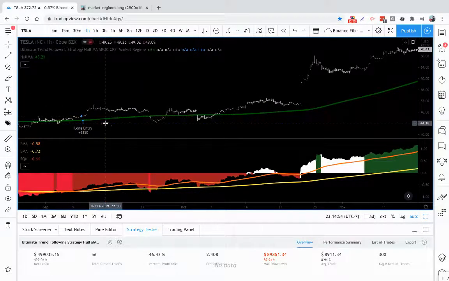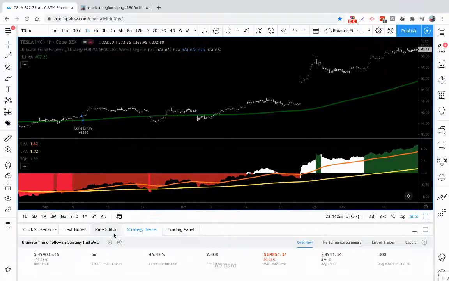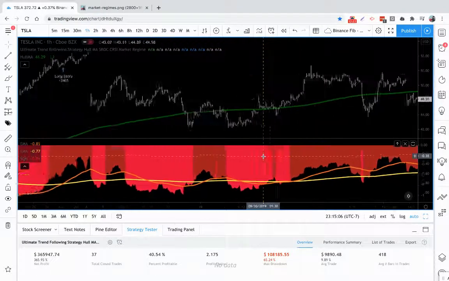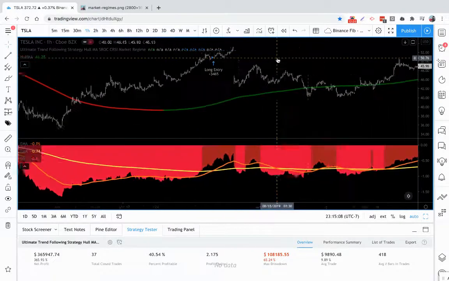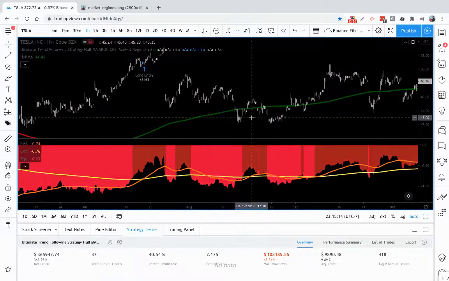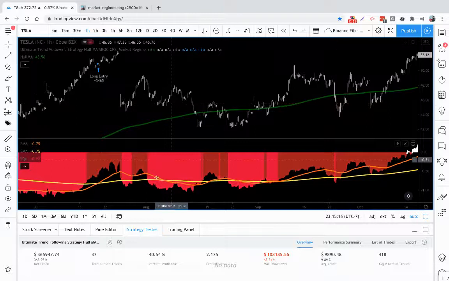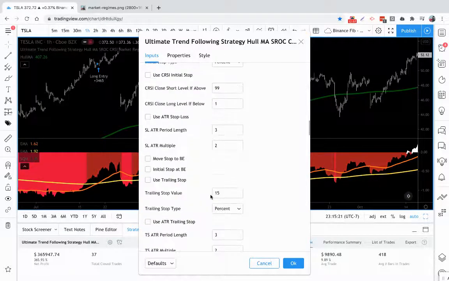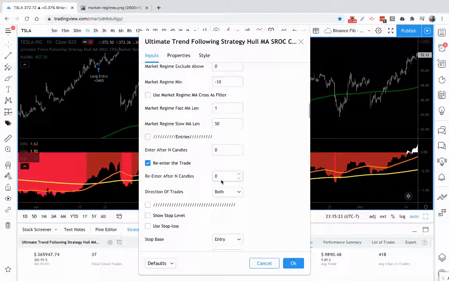Okay, so now we have this whole uptrend that we're on. I'm also going to change my whole MA to 1,000 to match that. Okay, so we entered along here, and say we get stopped out right here because price went down, but this trend is still green. With the re-enter trade, we can re-enter the trade. So let's see that visually. So let's say we do get stopped out.